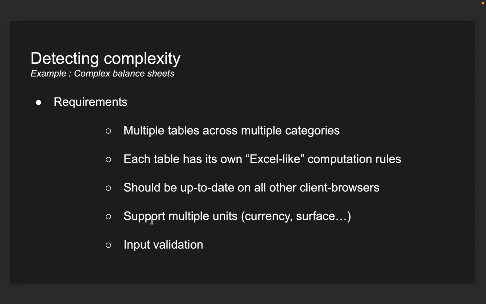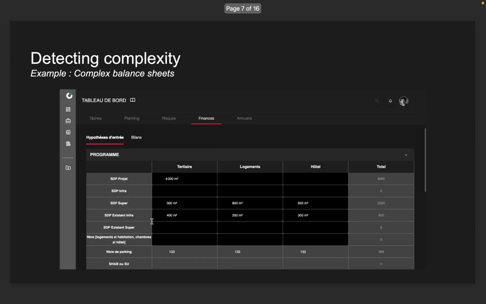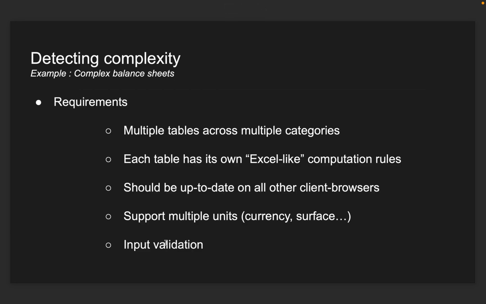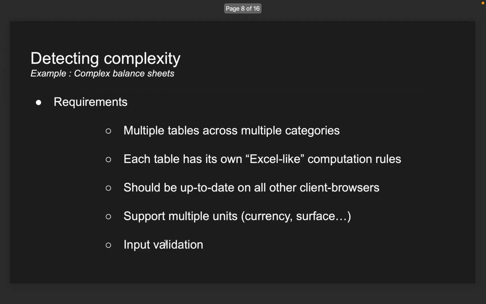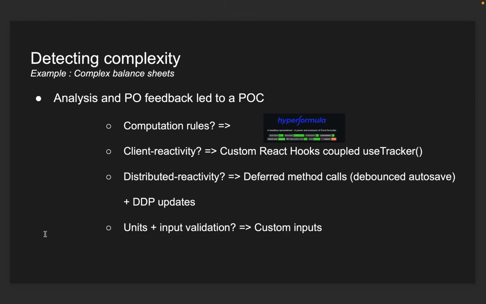Another requirement is to be able to support multiple units. As we can see here, we can have amounts of money, euros or surfaces, or sometimes special units for the construction industry. And of course, we need input validation. So definitely, it's not just a spreadsheet. It's a very, very custom spreadsheet with the ability to save quickly, to save across different tables, etc. So at this point, we thought, okay, so how can we de-risk all these items? So we thought with the product owner, the feedback led to a POC.